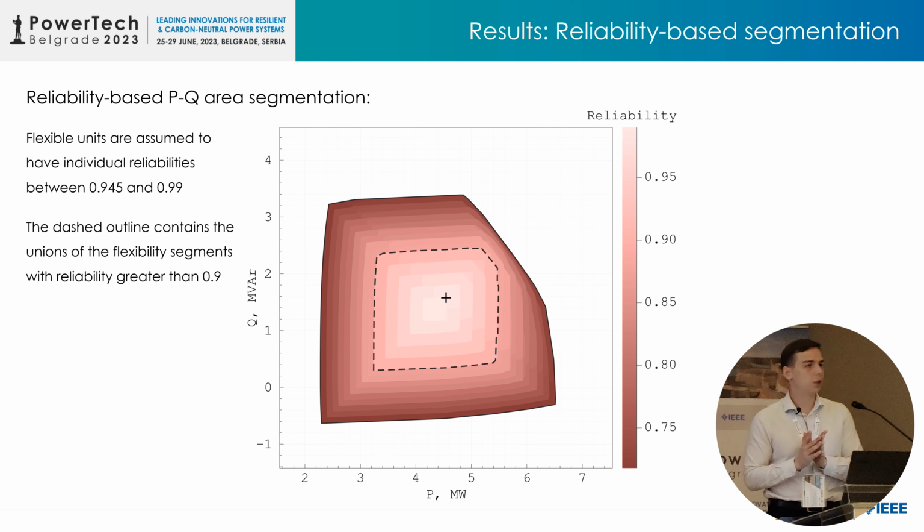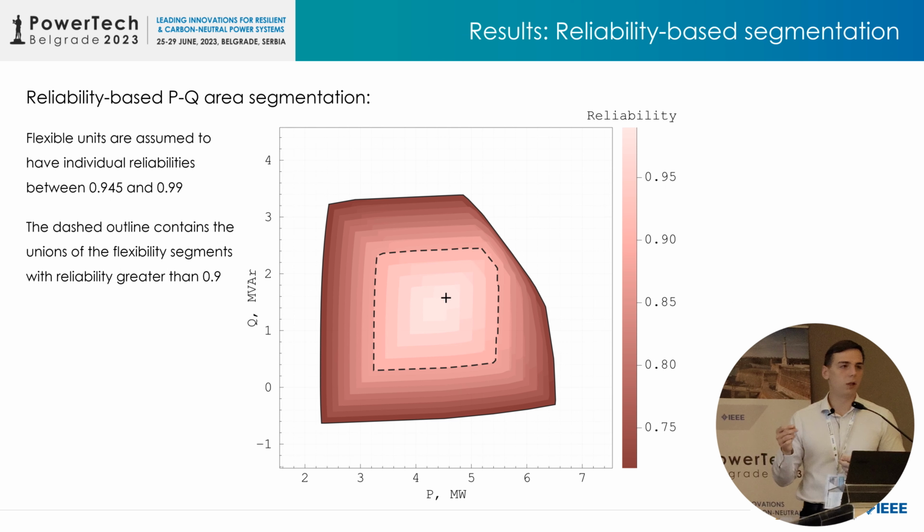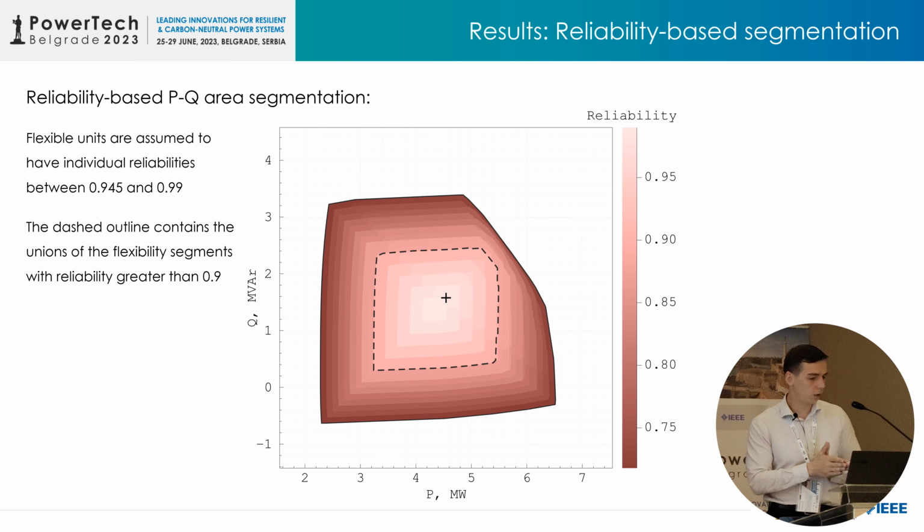Let me mention that we didn't have any complex stochastic or robust models. We simply assigned some reliability coefficients to each of the 10 flexible units. And the units are quite reliable. You may see they have coefficients between 0.945 and 0.99. So each single unit is very reliable. But when we have a combination of units working together, these reliability coefficients multiply, we have a product, and reliability goes down very quickly.